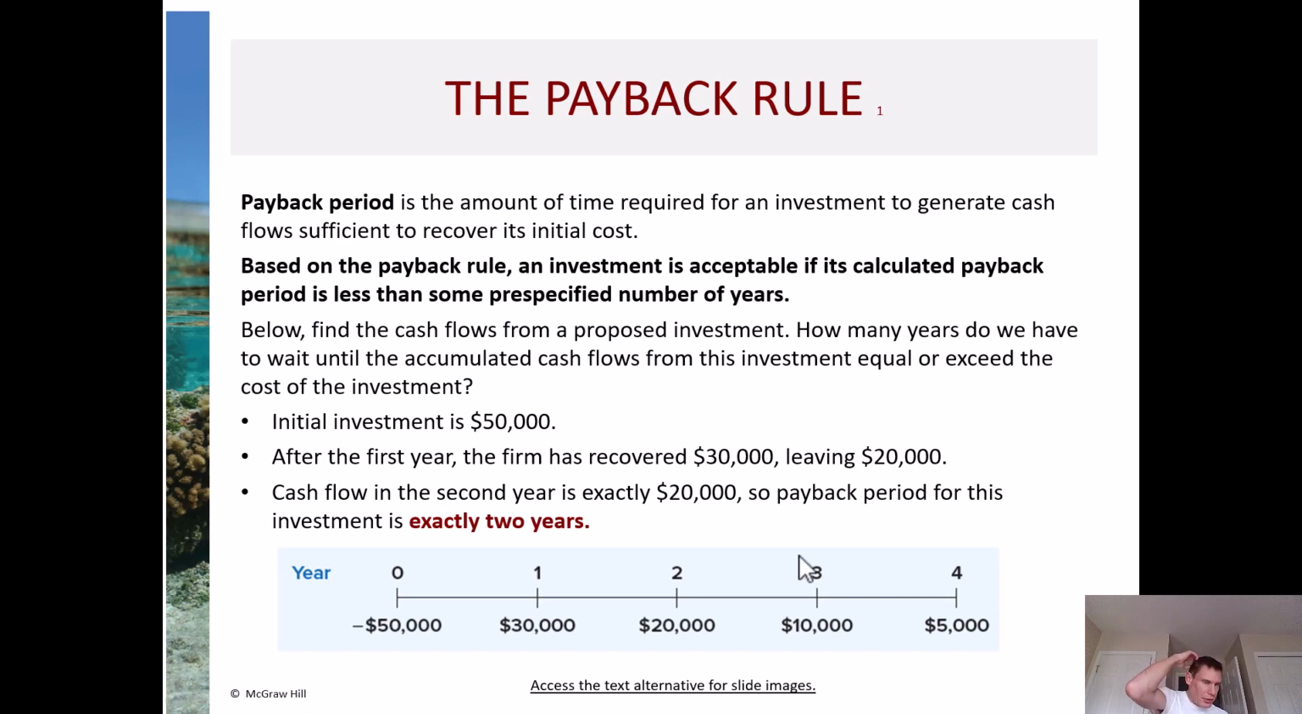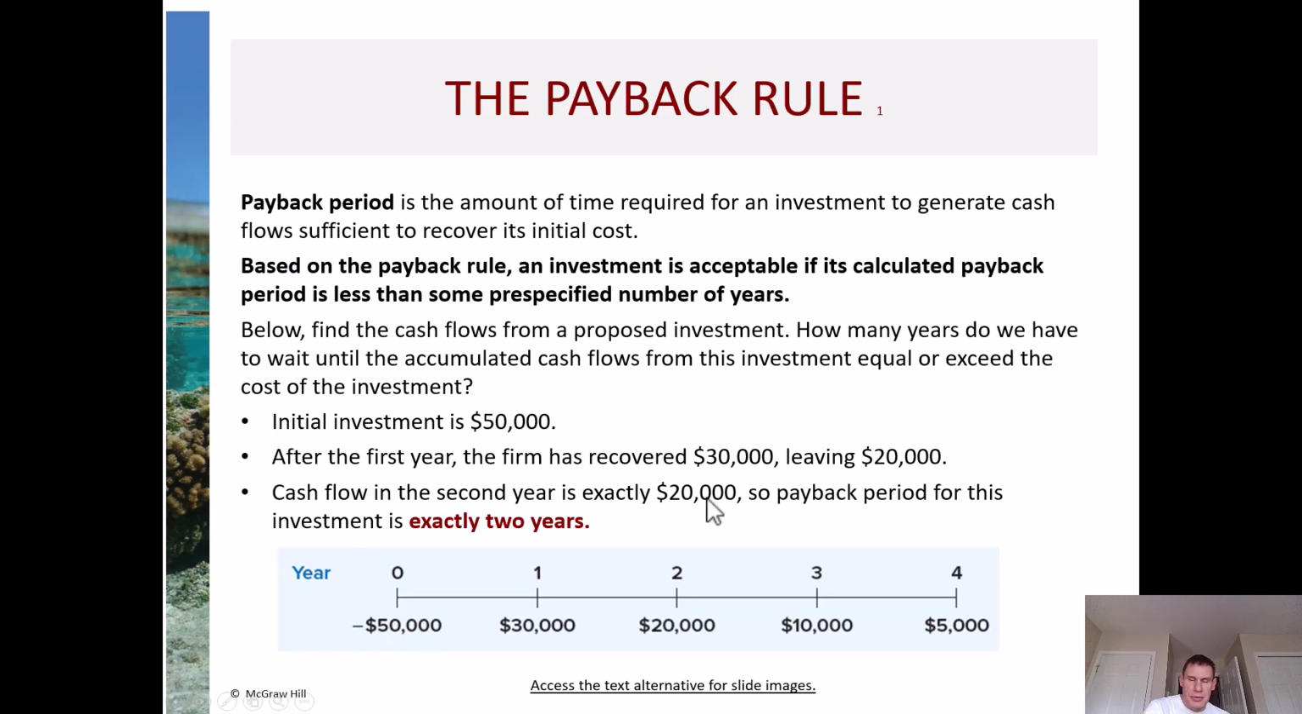This one is really simple. The payback period is the amount of time required for an investment to generate cash flows sufficient to recover its initial cost. Based on the payback rule, an investment is acceptable if its calculated payback period is less than some specified number of years. You can see below, the initial investment is 50 grand. You can see the minus 50 down here.